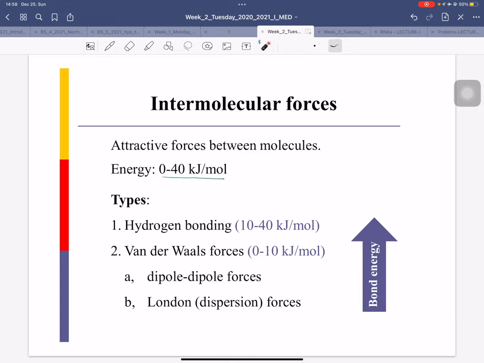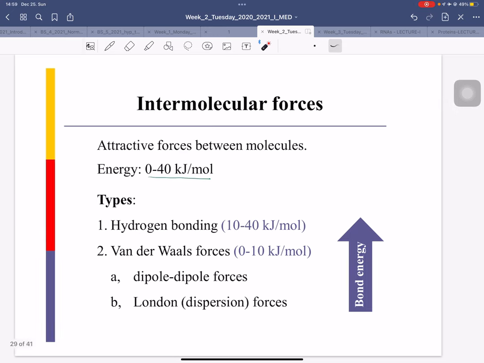The types of intermolecular force we can divide in two groups, hydrogen bond and van der Waals force. Okay? And hydrogen bonding has a higher energy compared to the van der Waals. And the van der Waals force can be divided in two subgroups, dipole-dipole forces and London forces or dispersion force.